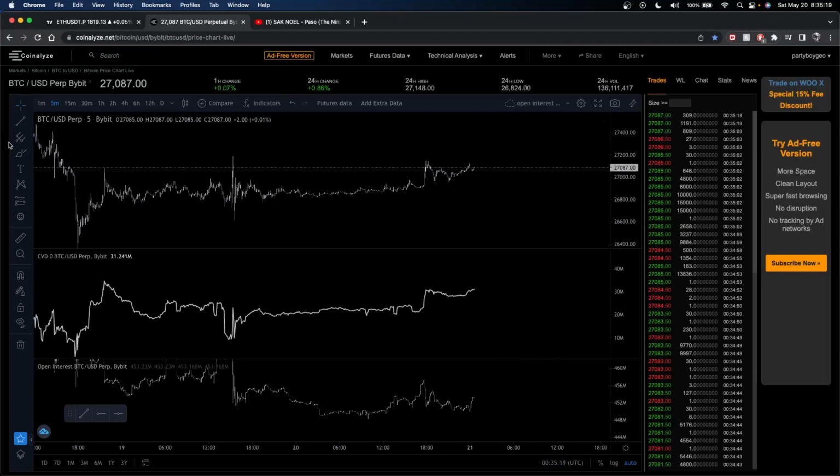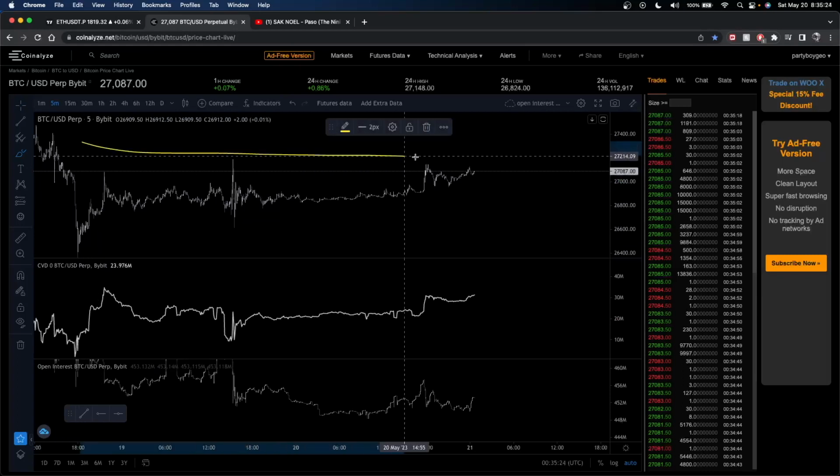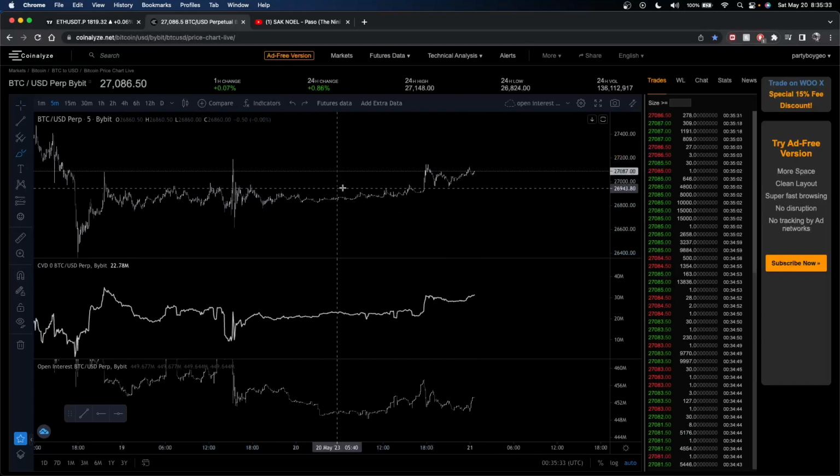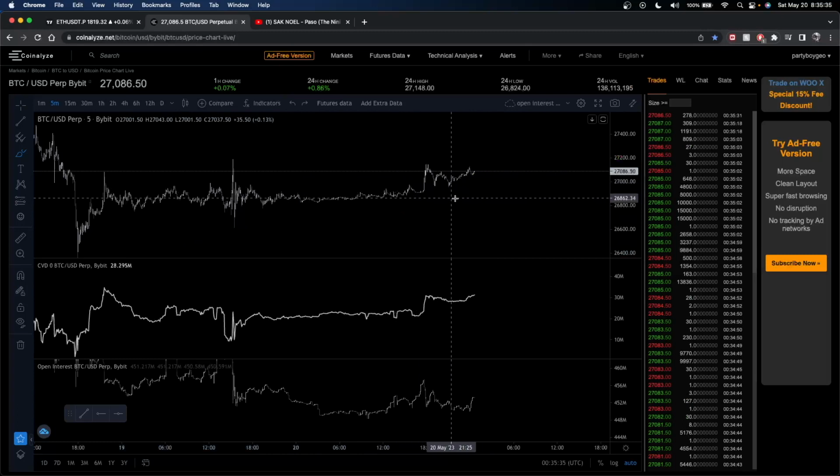See, retail teaches you to draw triangles like this. Oh, that's not a triangle. Triangles like this. I mean, that's an ugly triangle, but you get the point. Based on the breakout and then take your positions. But 95% of retail loses. So why would you learn from them?